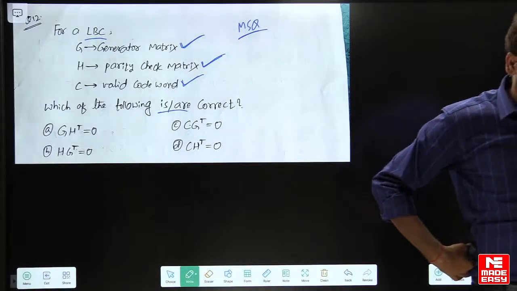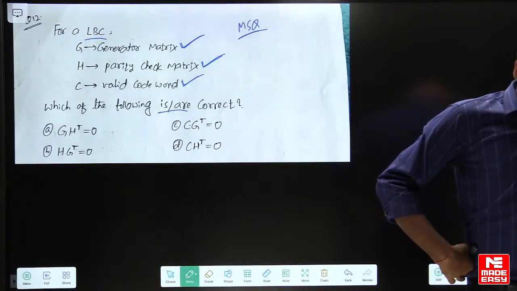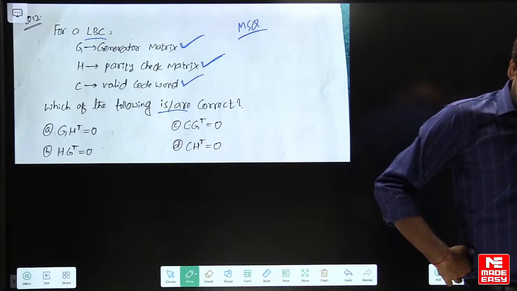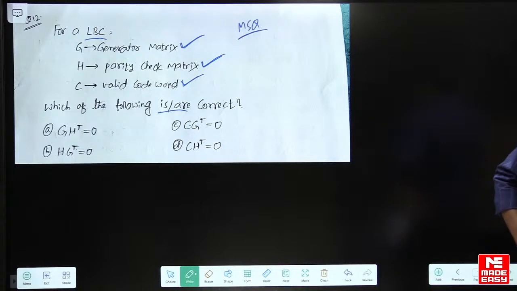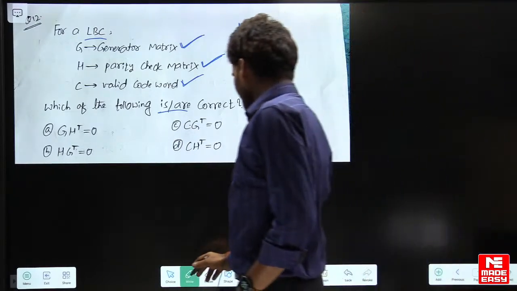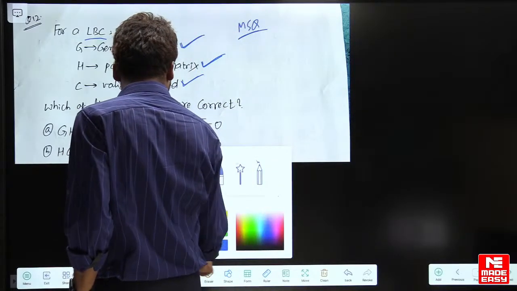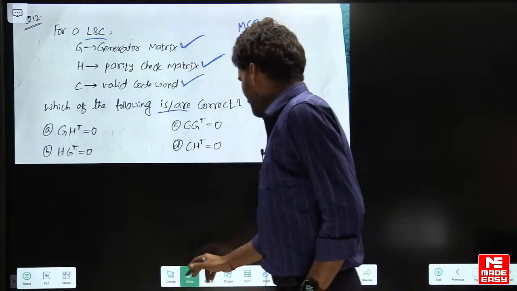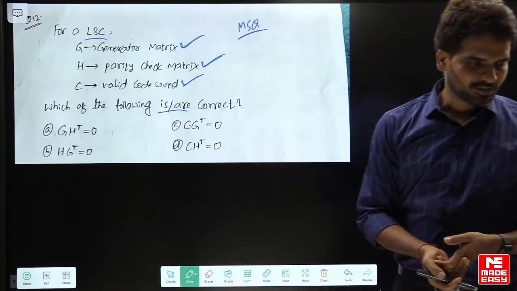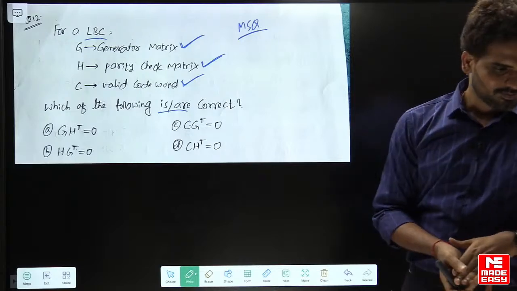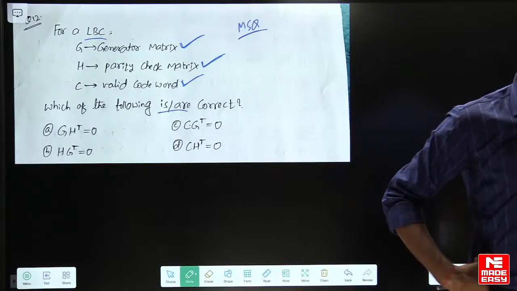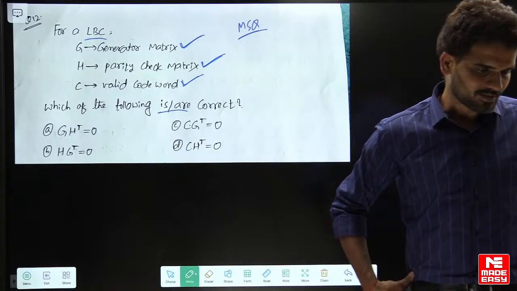Damodar is correct. 0.53 is correct. Very good. This is an easy one. I'm expecting answers from you. Post your answers in the comment box. I'm looking for the answers from you. I'm waiting for answers from you.